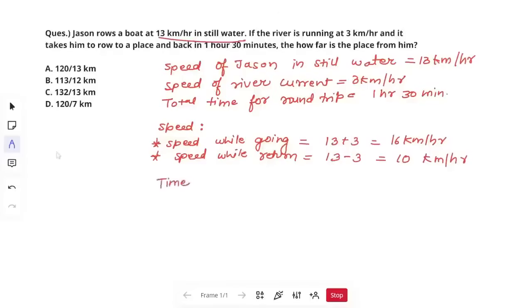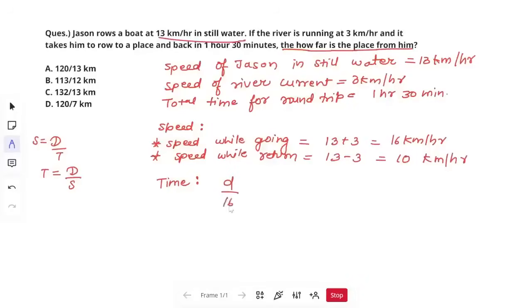You know the value of distance, right? Speed is equal to distance upon time. Using this formula we can say time is equal to distance upon speed. Now we do not have the distance value, so we will take it as d, because d is the only thing that we have to calculate. See, how far is the place from him, so that is distance only. So we will write d upon s, which will be our speed.